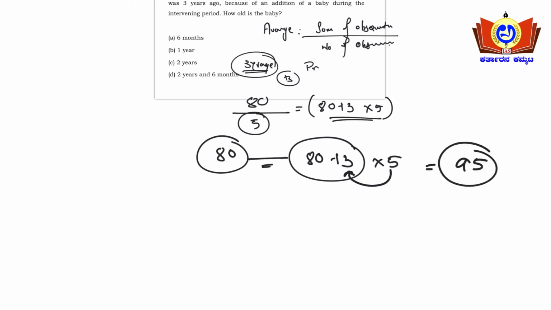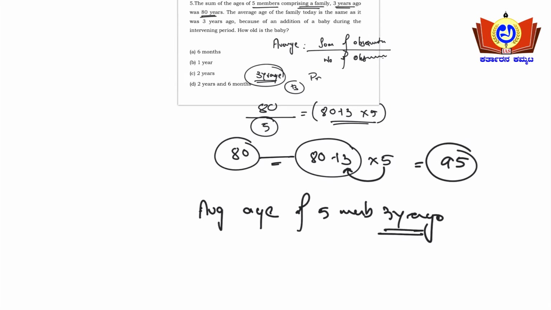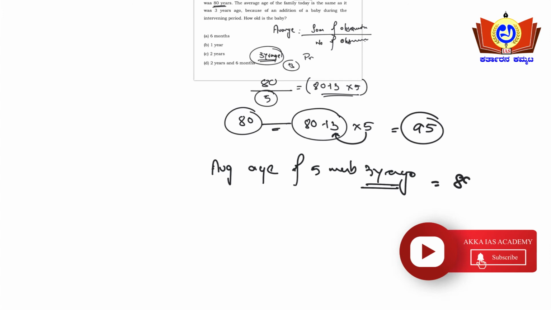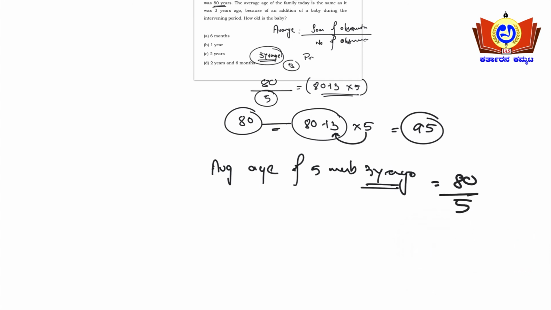Okay, so average age of 5 members 3 years ago will be 80 by 5 here. So 5 members are there, so we need to find out the average of the 5 members 3 years ago. 3 years ago the sum had been given here. So this will be 16 here, since 5 times 6 is 30. So the average age of 5 members of the family 3 years ago will be 16.